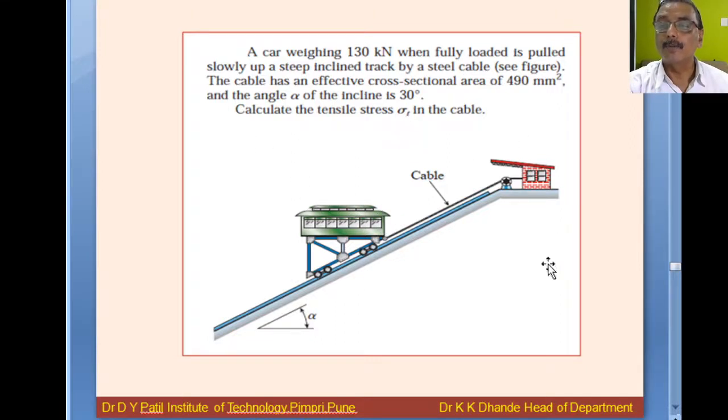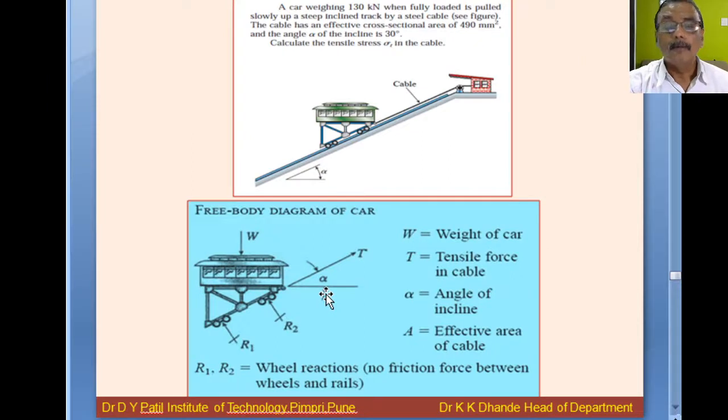Now you may observe this. This is the trolley, and it is lifted from the bottom ground to the upper side with the help of the cable, wire rope, at an angle of 30 degree. The angle is given as 30 degree. Now first we will see its free body diagram.